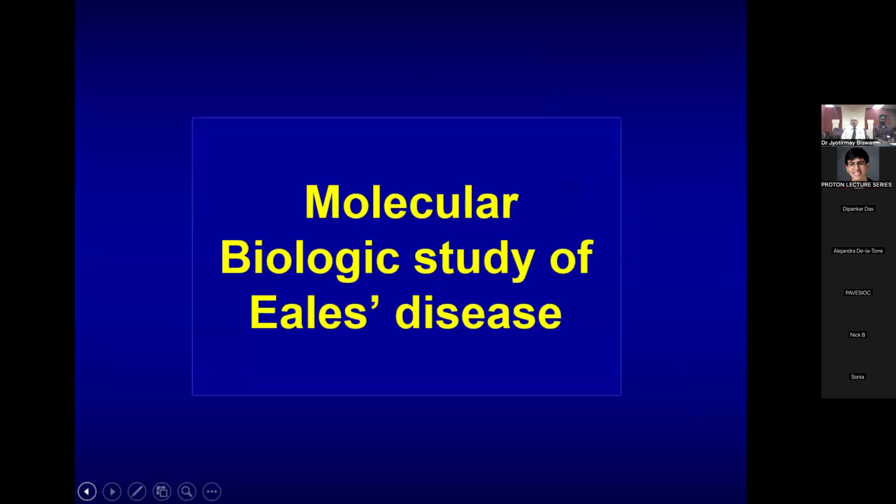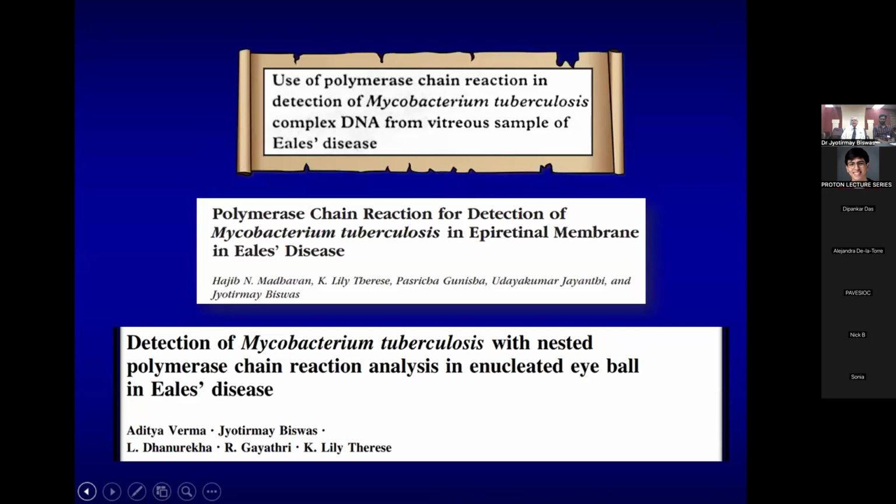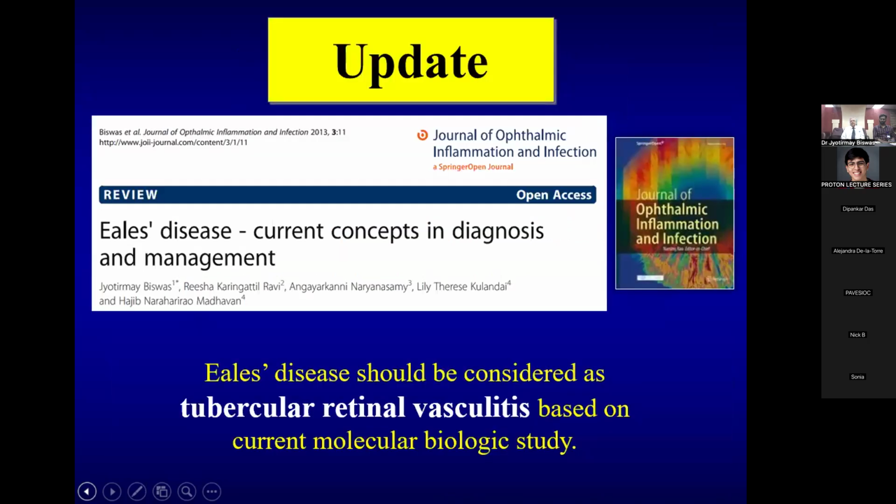Subsequently, our molecular biologic study over the years has shown Mycobacterium tuberculosis DNA in vitreous samples, epiretinal membrane, and eyeball specimens. With this, we concluded that Eales disease should be considered a tubercular retinal vasculitis based on such current molecular biologic study findings.